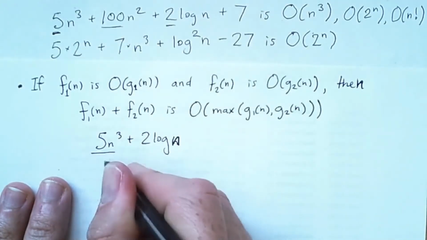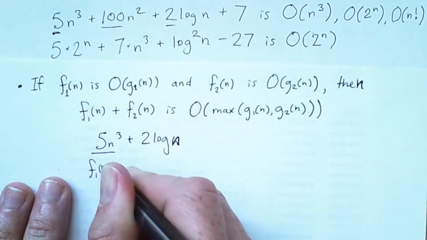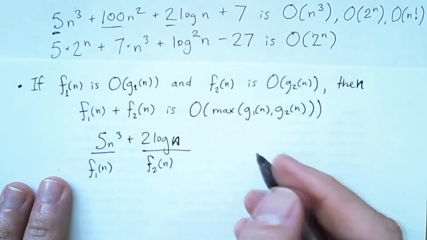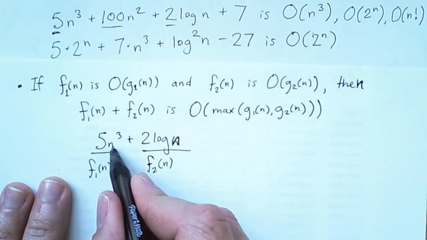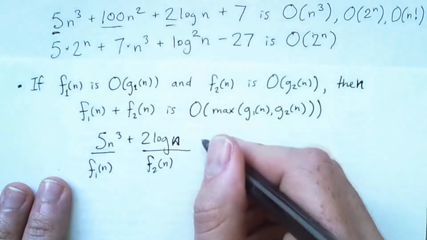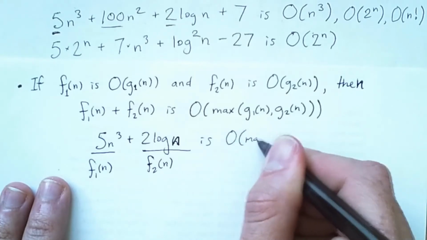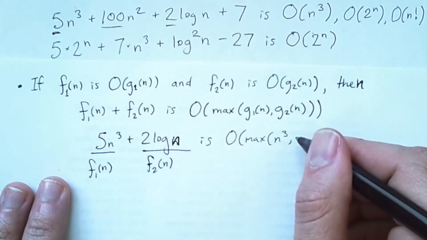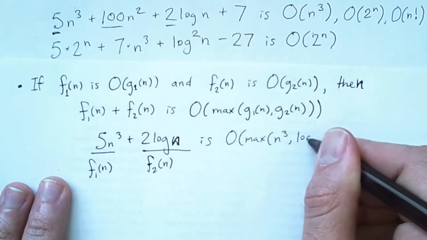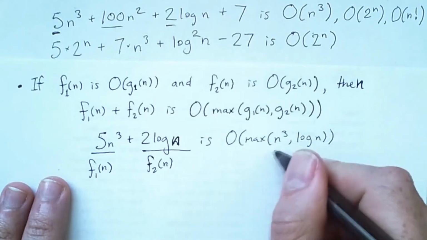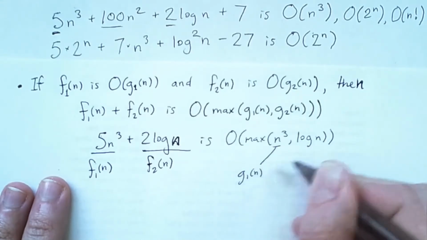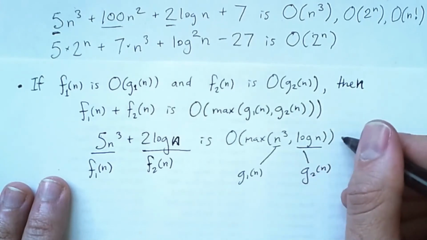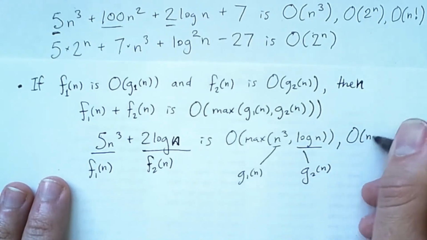Well, in this example, this 5 times n cubed will be our f sub 1 of n, and this 2 times log n would be our f sub 2 of n. Now, we know that 5 times n cubed is O of n cubed. So we're going to say this is O of the max of n cubed, and 2 times log of n is O of log n. So that is our g sub 2. So this here is g1 of n, and the log n is g2 of n. And so the larger of those two is the n cubed, so it's actually O of n cubed.